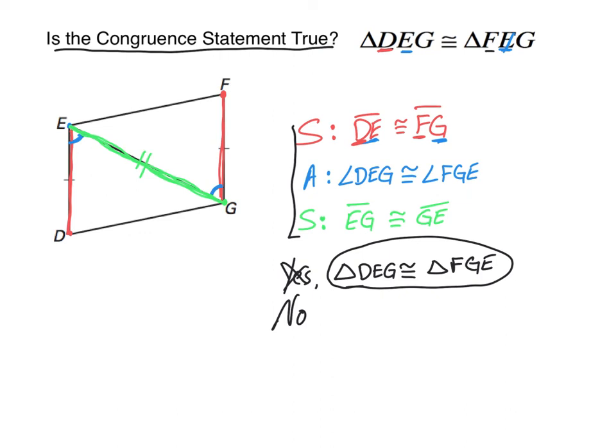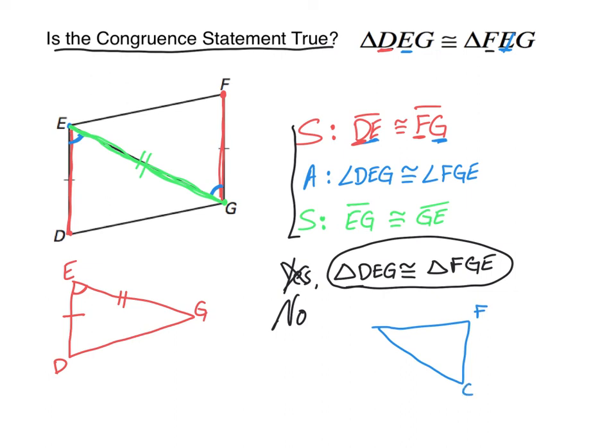So I'm going to first take this one here. I'm going to go triangle DEG, so DEG. And if I mark it side, angle, side, and then I'm going to make the other triangle, which would go like this. There's an F and E. And I have this side congruent, this angle congruent, and this side congruent.